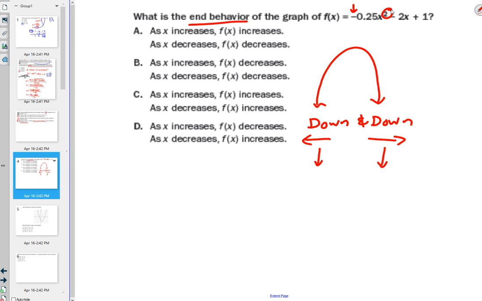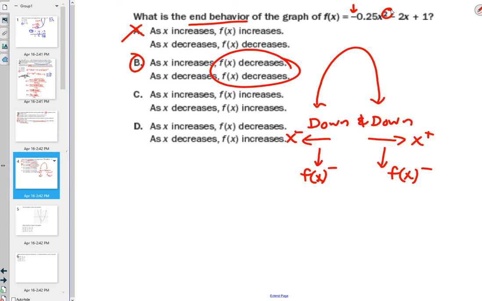Okay? Left and right means x. Left means x is going negative. Down means f of x is going negative. Right means x is going positive. Down means f of x is going negative. So which one is saying, so let's see, as x increases, f of x increases. Well, that's not true. Anything that has f of x increasing, I can already get rid of, because I know all the f of x are decreasing. So look at this, I don't even need to try that. It's B. This is the only one that has both y's going down.